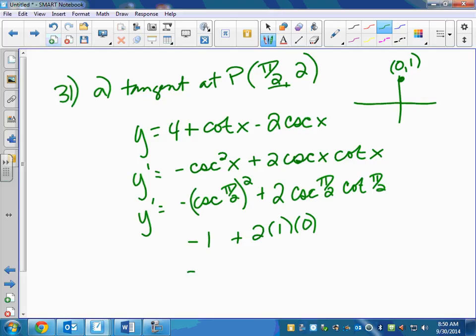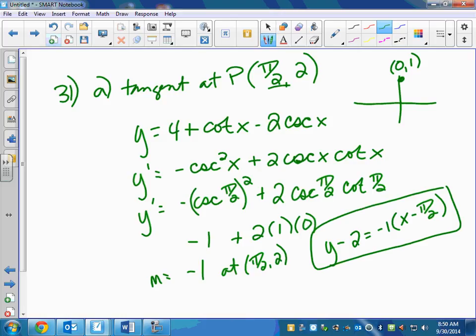So I think our slope here should be negative 1. So our slope is negative 1 at the point pi halves, 2. So I can write my equation as y minus 2 equals negative 1 times x minus pi halves, which I think should be your answer for part A.